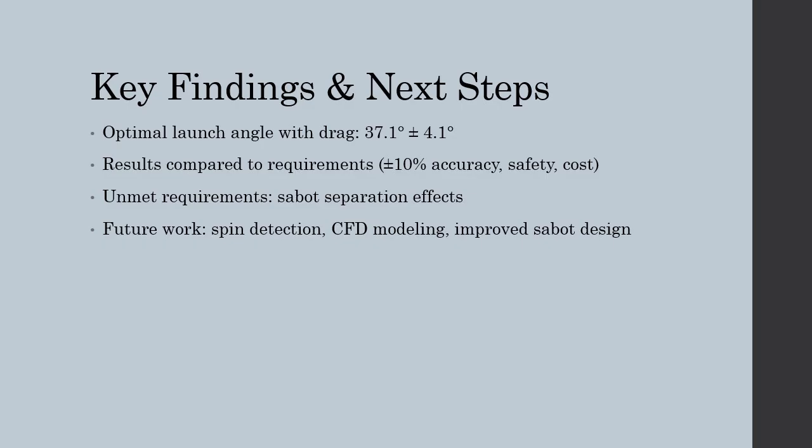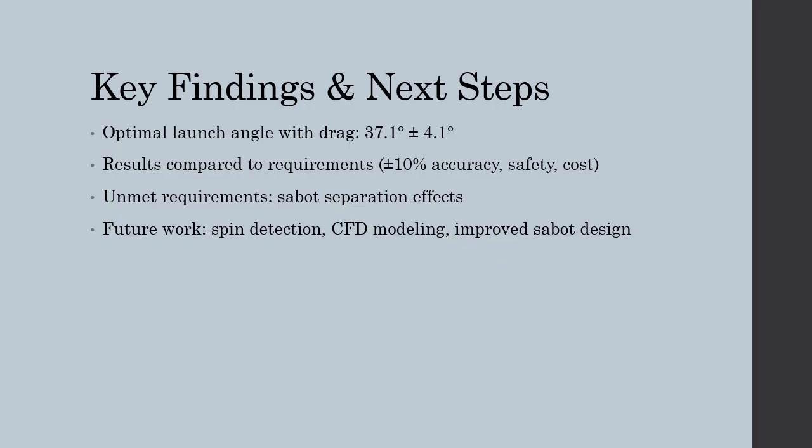Safety was prioritized using personal protective equipment and a standardized procedure. The total cost for the project was $12, fulfilling the $30 cost requirement. One requirement not fully met was the no spin condition. Spin was mostly eliminated, however, friction from the separation of the Sabo round caused the ball to slowly spin.